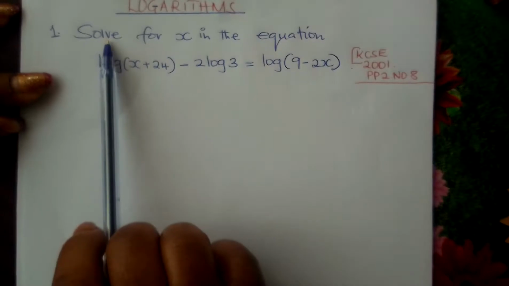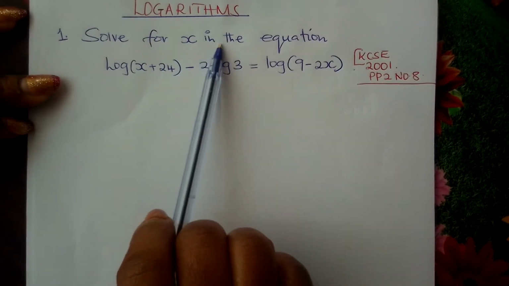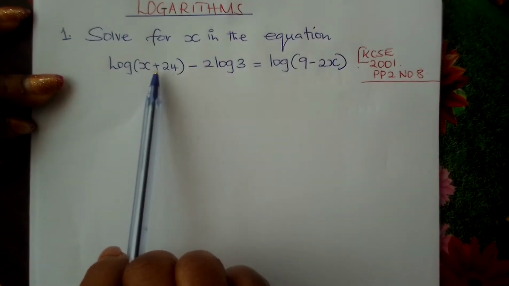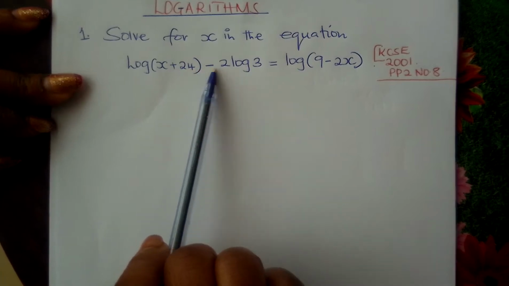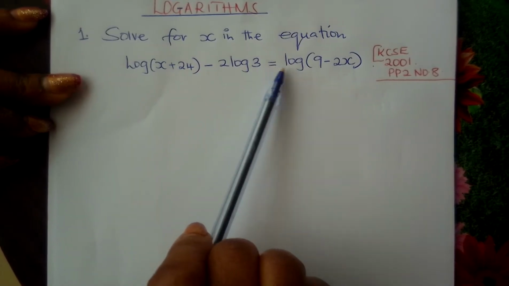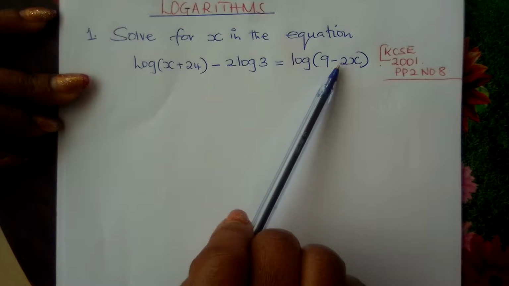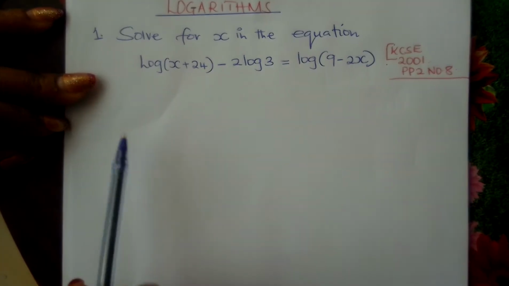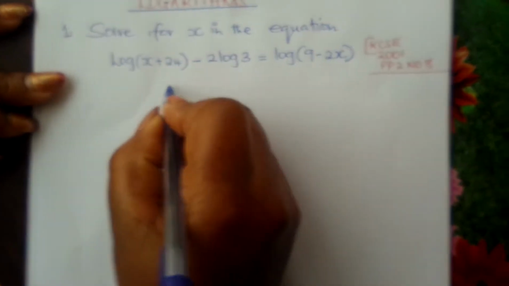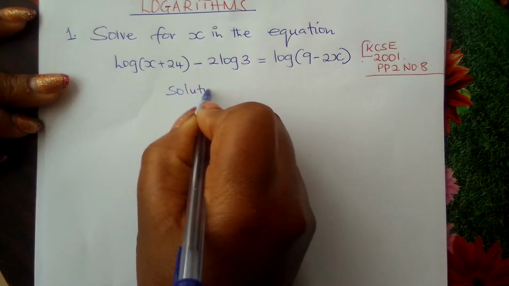We are told: solve for x in the equation log (x + 24) minus 2 log 3 is equal to log (9 minus 2x). So how do you solve this? Solution, learner.